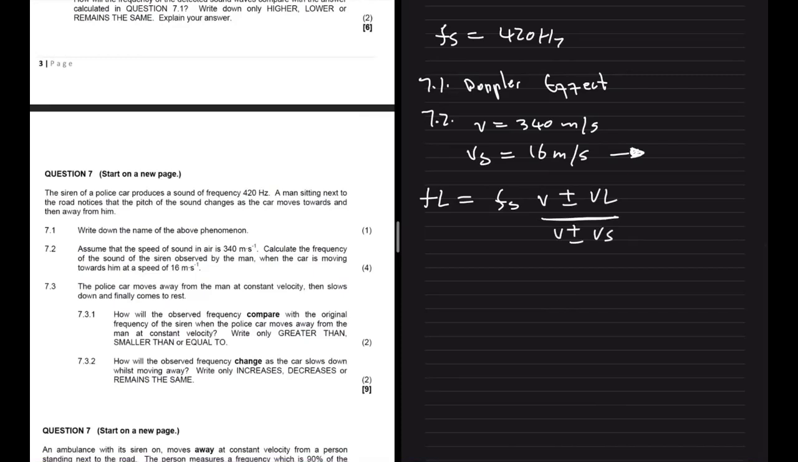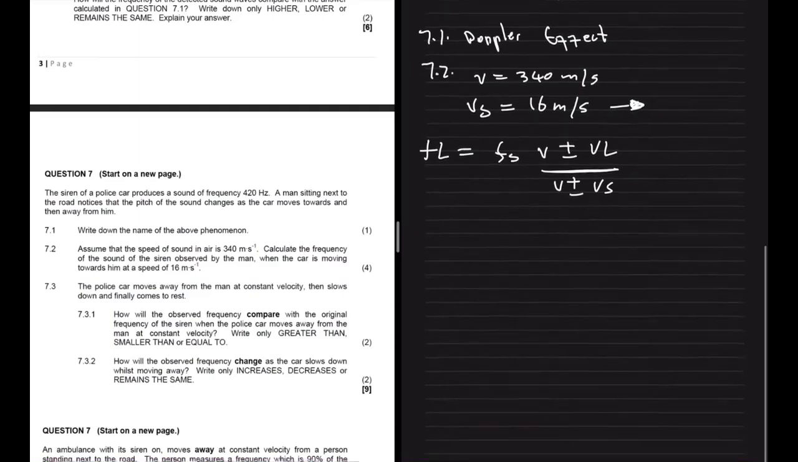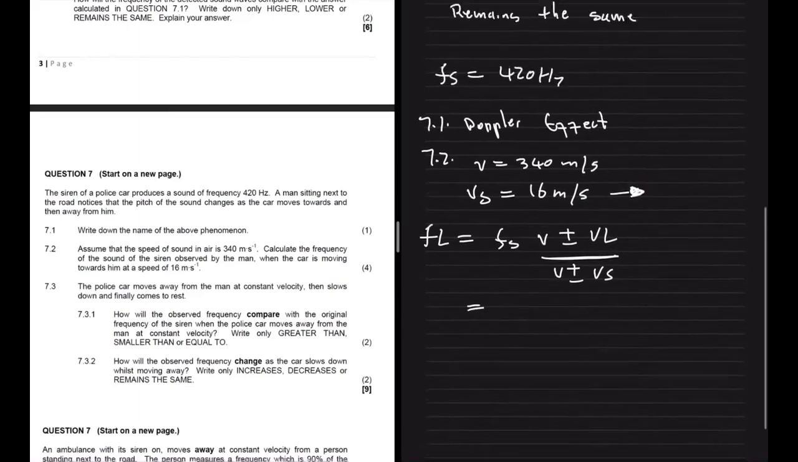So what would you do? Maybe the right thing to do right now is pause the video and try it out by yourself and see if you will get the answer right. I'm assuming you paused the video and tried it by yourself, and now we can do it together. We're interested in finding the frequency observed, so that is F L. Frequency of source, we already wrote it down when we were reading our problem statement.